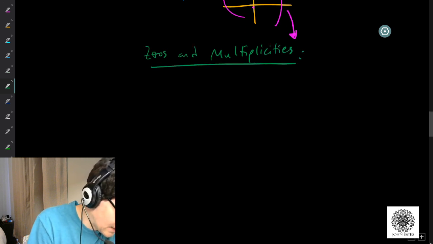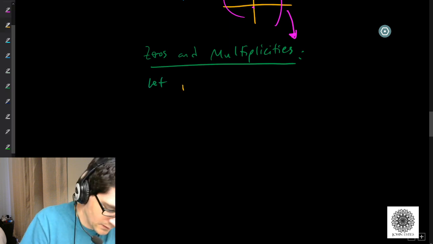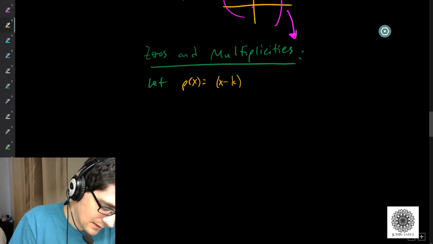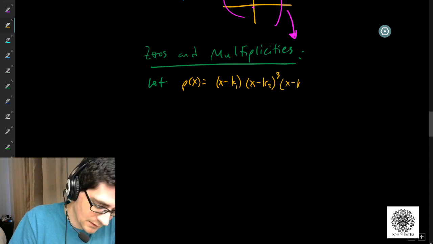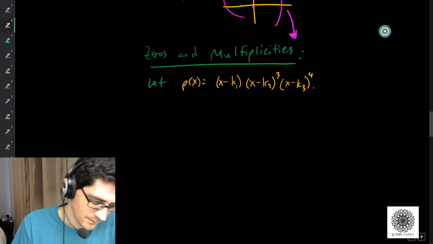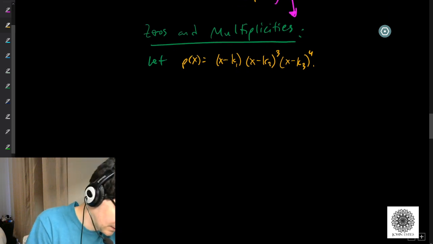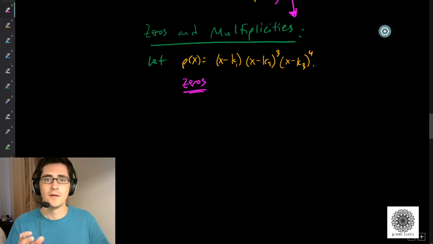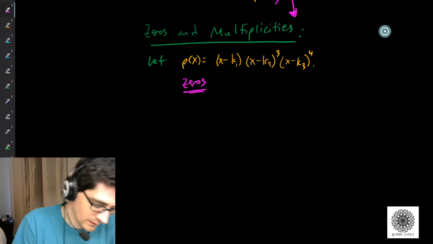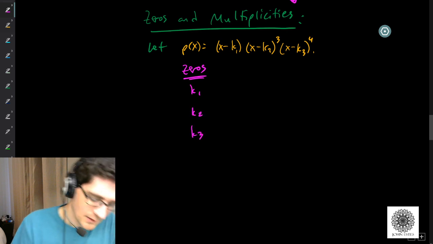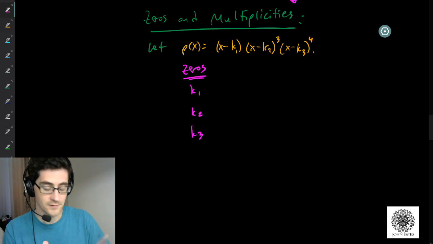Now let's let p of x, our polynomial, be a factored polynomial like this: x minus k1 times x minus k2 cubed times x minus k3 to the fourth. From that polynomial, I can tell you my zeros from the way it's factored. Remember, if I set this equal to 0, I know that k1 is a 0, k2 is a 0, and k3 is a 0. Those are the factors of this polynomial.